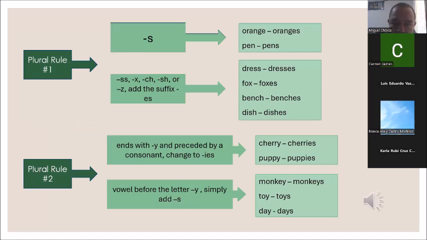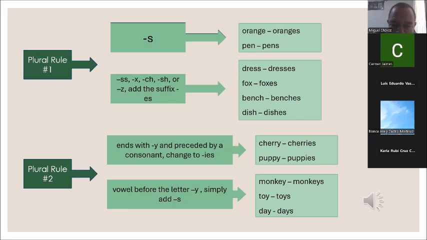For example, orange, oranges, pen, pens. Or if the word ends with s, x, ch, sh, or z, add the suffix es. For example, dress, dresses, fox, foxes, bench, benches, dish, dishes.